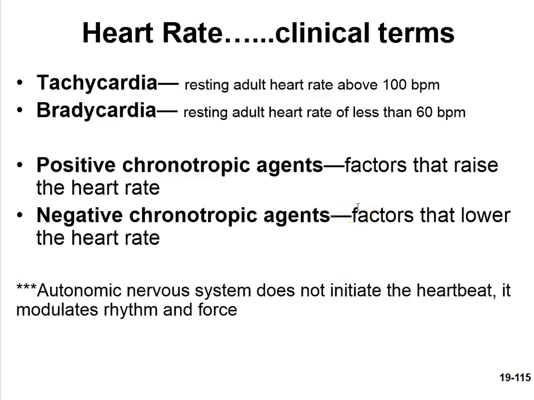So some clinical terms: tachycardia is when your heart goes too fast, and bradycardia is when it goes too slow. So there's positive and negative chronotropic effects on heart rate. Chronotropic refers to anything that adjusts the heart rate. So positive would speed it up, negative would slow it down.